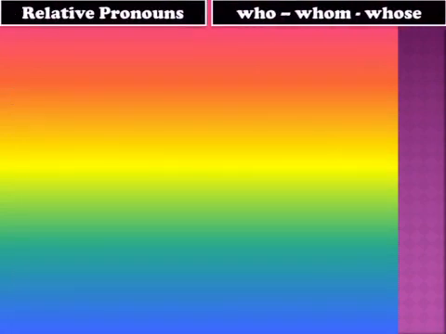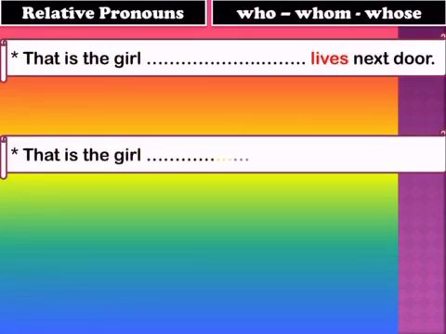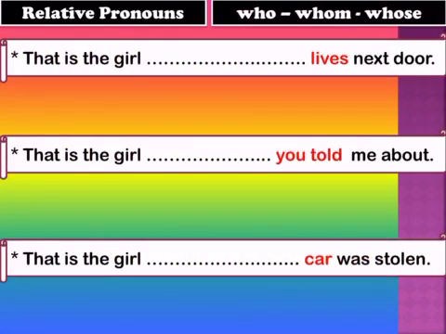Let's start with who, whom, and whose. Look at these three examples. That is the girl who lives next door. That is the girl whom you told me about. That is the girl whose car was stolen. If you notice, the three sentences start with the same clause, that is the girl. That means it's a person. So you will think first of using who, but actually we have whom and whose.